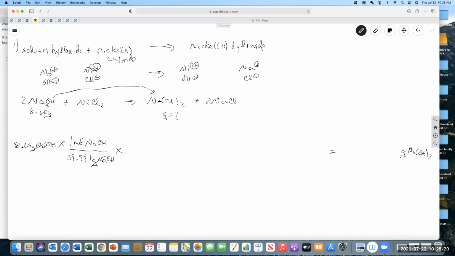All right, and so then we want to go to moles of nickel hydroxide. So one mole, and there's 2 moles of sodium hydroxide. And I always cancel as I go. And now we just need the molar mass. So this is where I gotta use my calculator here. Nickel is 58.69. So I get 92.70.